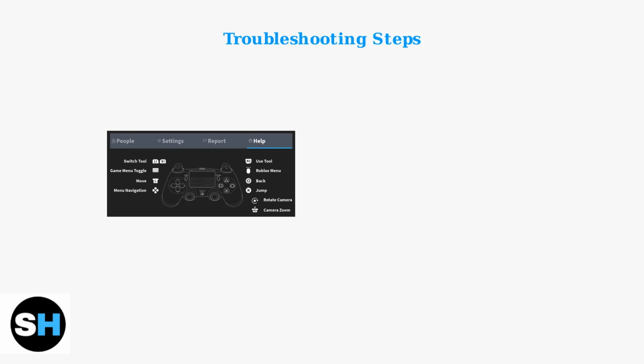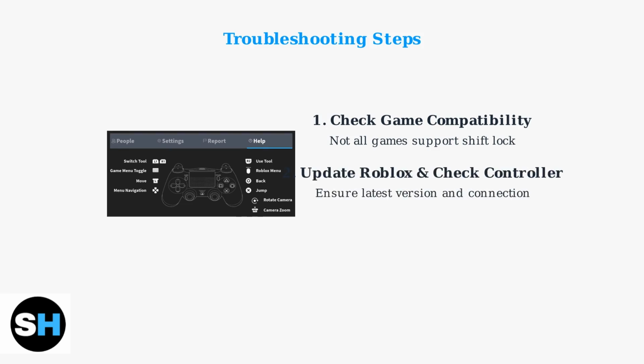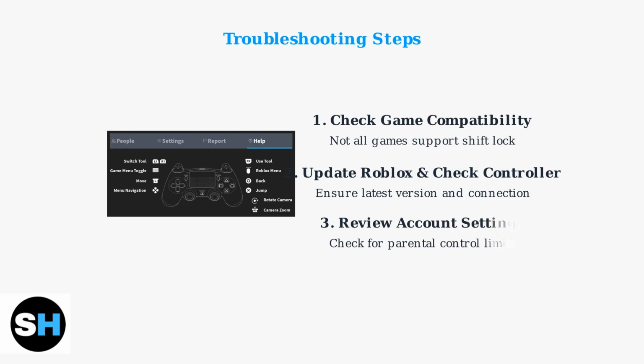If shift lock still isn't working, here are the most common troubleshooting steps to resolve the issue. First, ensure the game you're playing actually supports shift lock. Not all Roblox games have this feature enabled by developers. Make sure your Roblox app is updated to the latest version and verify that your controller is properly connected to your PlayStation console. Check if parental controls are limiting certain features.